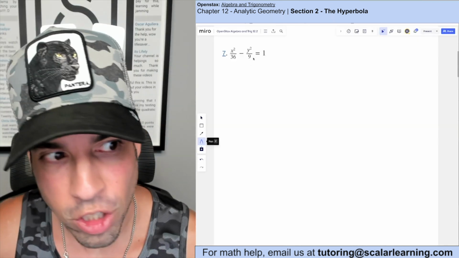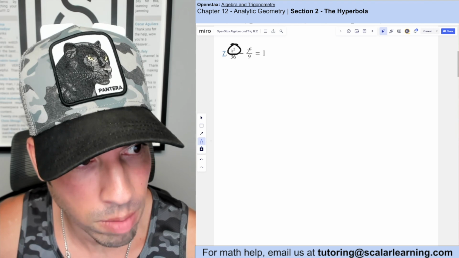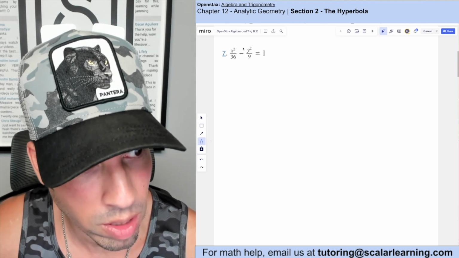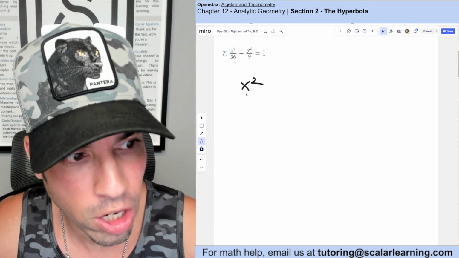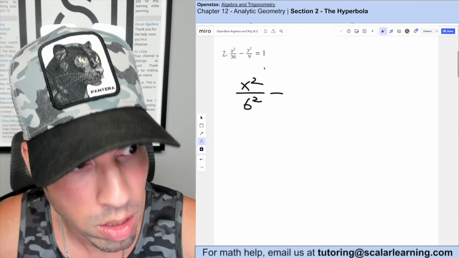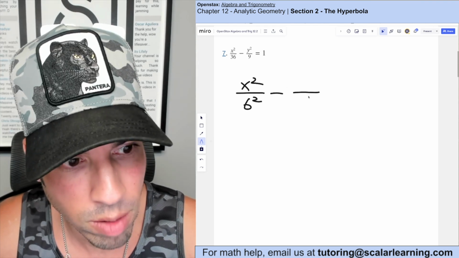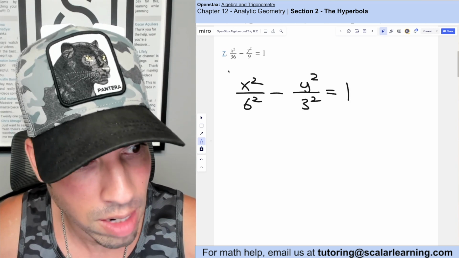Done. The question is whether or not this represents a hyperbola, and I would say yes, because it's something squared, x squared and y squared, and there's a minus. If it was a plus, it would be an ellipse. The only thing we need to change to put this in standard form is to make that something squared, aka 6 squared, and then we take the square root of that and write 3 squared. And that is how you do it.